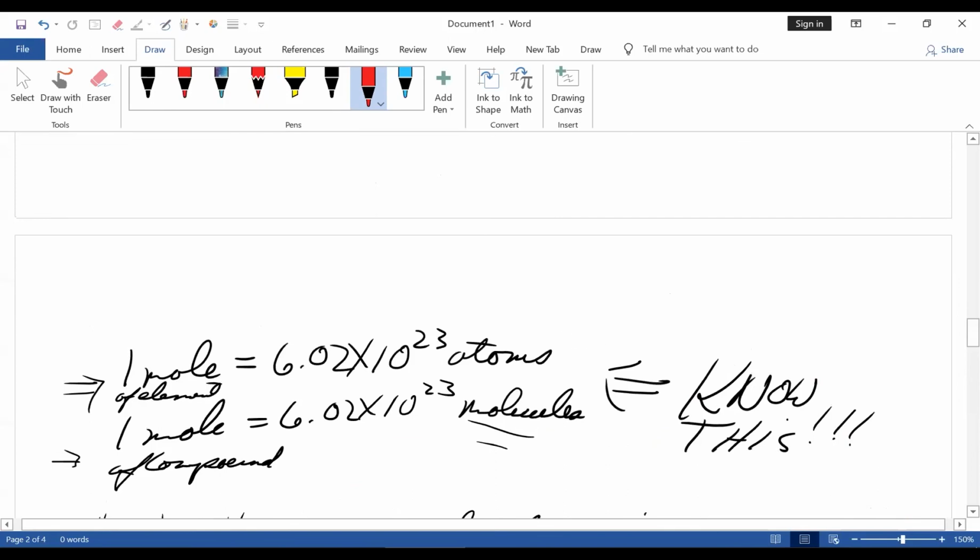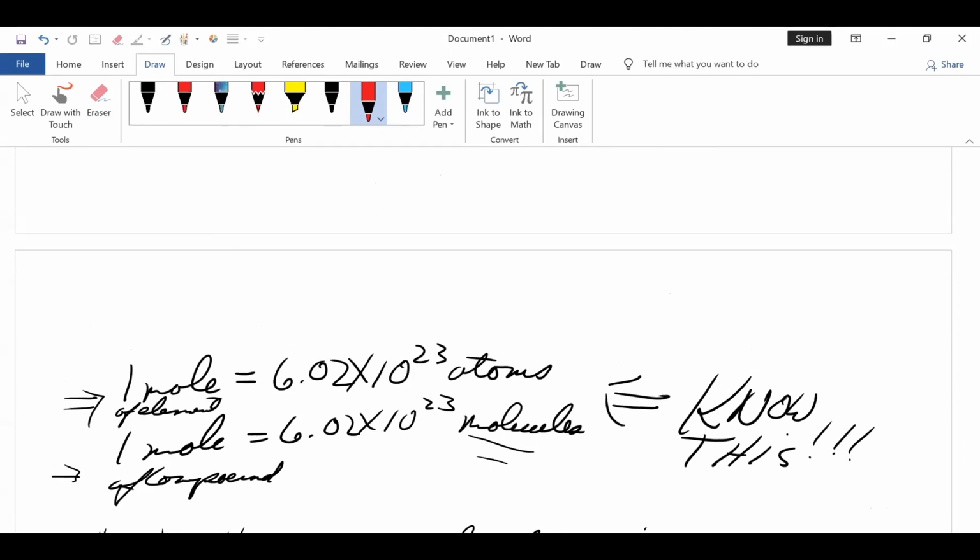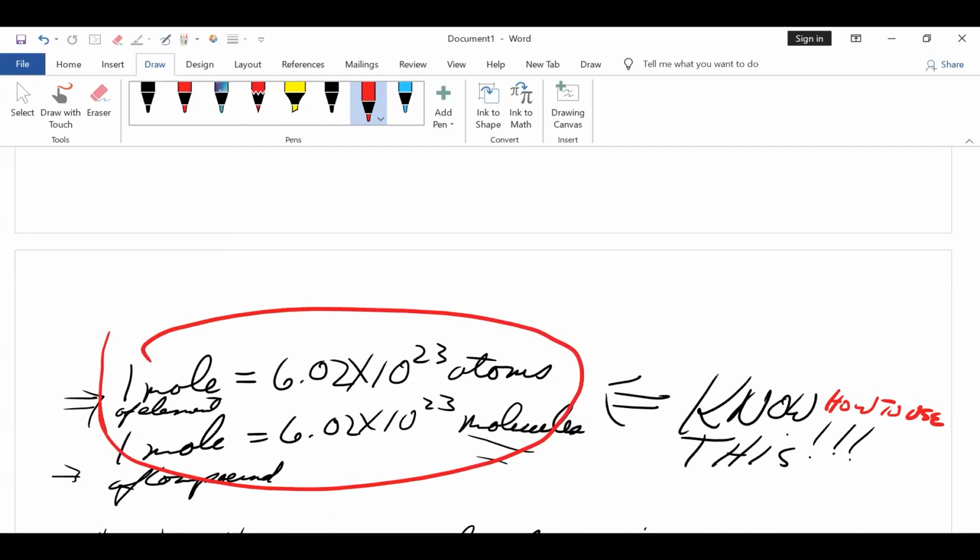Again, the key thing to remember, 1 mole of an element equals Avogadro's number in atoms. Avogadro's number, 6.02 times 10 to the 23rd. 1 mole of a compound equals Avogadro's number in molecules, and that's 6.02. And I really should change this to know how to use this. I will give you these numbers right here in important information for test number 2.